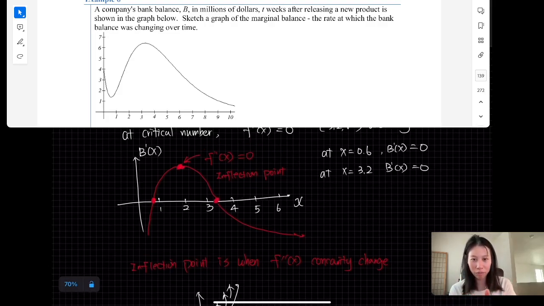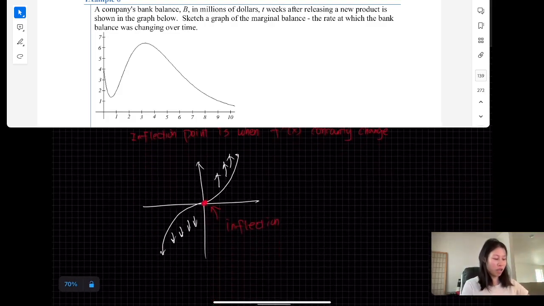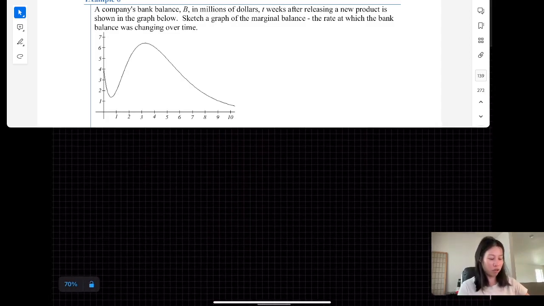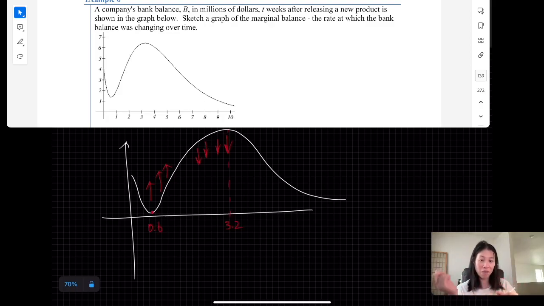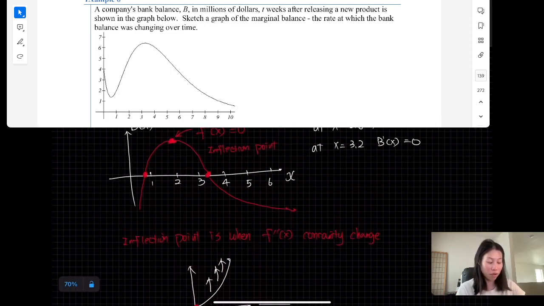So now look at our original graph. Is there an inflection point? Yes, when it's increasing. The graph looks like this. At the beginning, the graph was increasing with concave up. And after it passes a certain point, the graph is still increasing from 0.6 to 3.2, but it changes from concave up to concave down. So that means there is a point where an inflection occurs, let's say around 2. So that means on our first derivative graph, you will see a maximum.